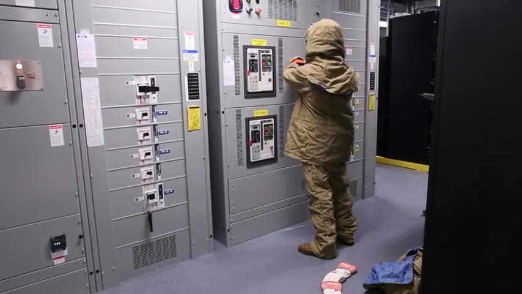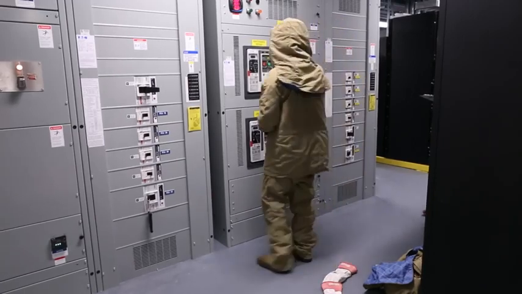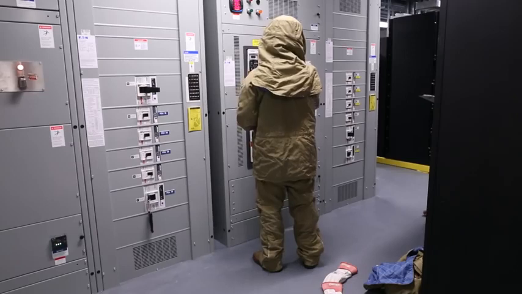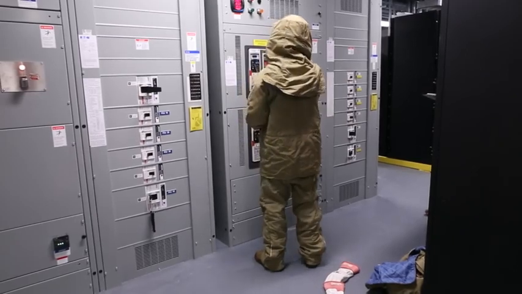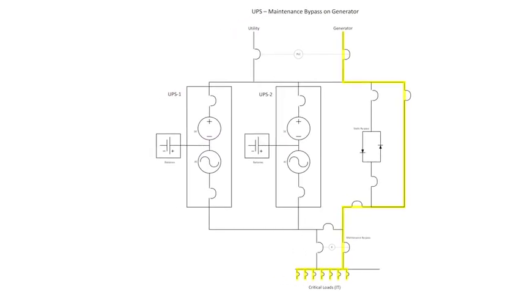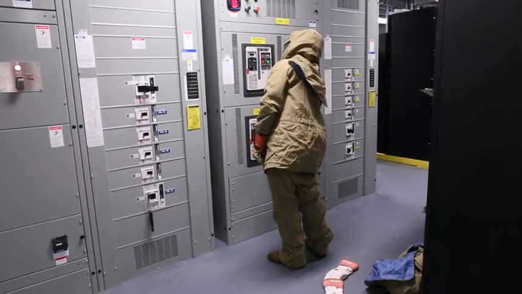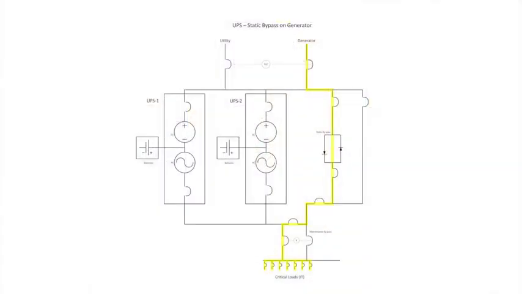After that step is performed, you can initiate the transfer from static bypass to maintenance bypass. This is a manual closed transition operation where both sources are briefly paralleled. This transfer is also transparent to the critical loads. At this point, the UPS modules are electrically isolated and the UPS maintenance can be performed. Once maintenance on the UPS has concluded, the reverse steps are performed to return the UPS to the normal utility service.